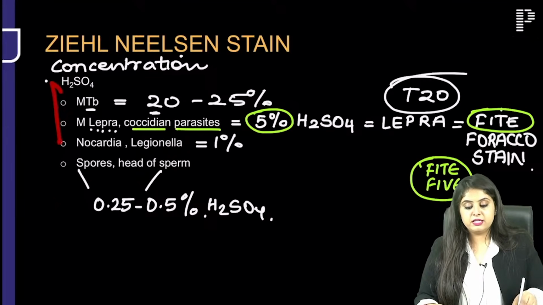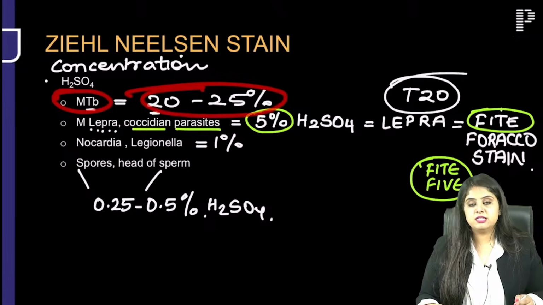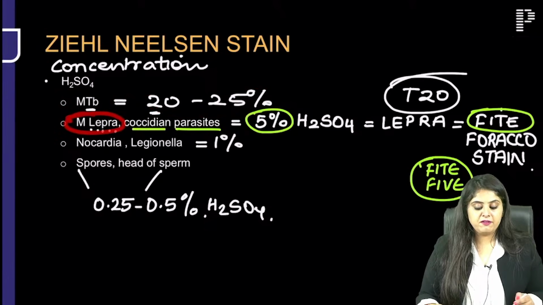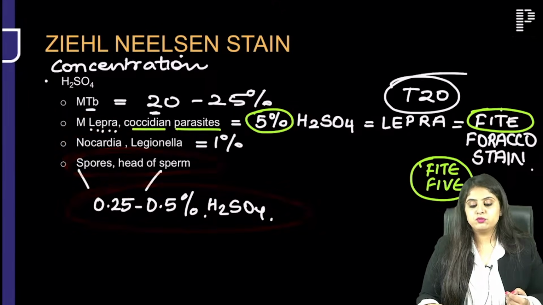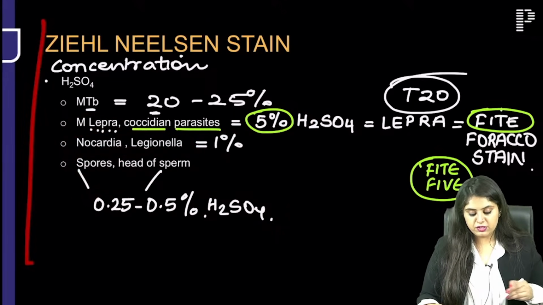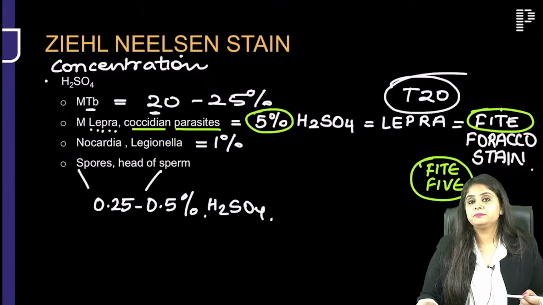So now I have written it in a descending order. For TB, it is going to be 20-25%. For lepra, 5%. For Nocardia, Legionella, 1%. For spores and sperms, 0.25 to 0.5%. Are the concentrations of H2SO4 also okay with everyone? Can I move on further?